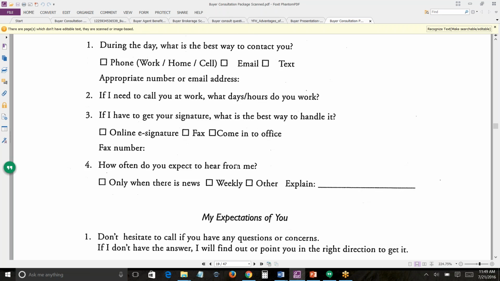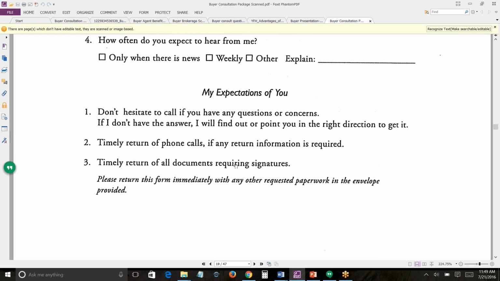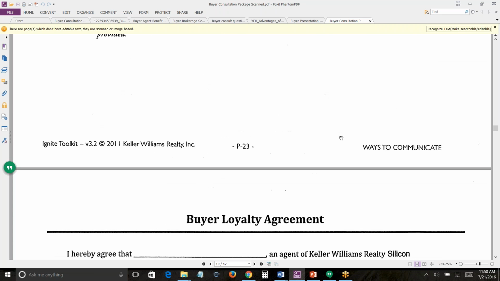How often do you expect to hear from me? My expectations of you: don't hesitate to call if you have any questions. If I don't answer, I'll point you in the right direction to get it if I don't have the answer. Timely return phone calls, timely return documents requiring signatures, and that's actually something you could send to somebody in advance.